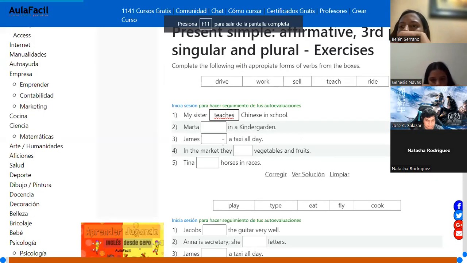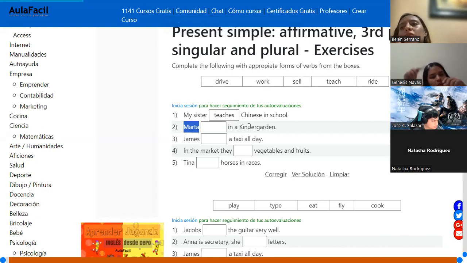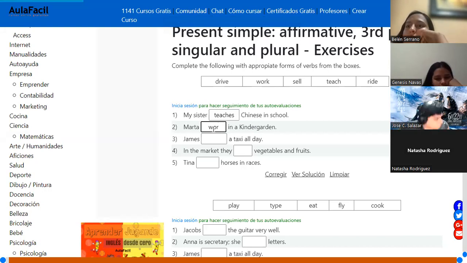Now, number 2, we have Marta. Drives, works, sells, rides. Marta works in a kindergarten. Very good. What do I have to add, S or ES? S, very good. Marta works in a kindergarten. Number 3, James drives a taxi all day. Drive. And what do I have to add? S or ES? S, very good.